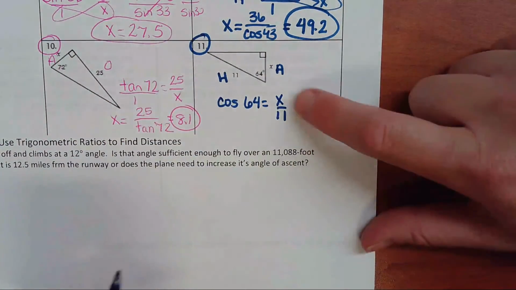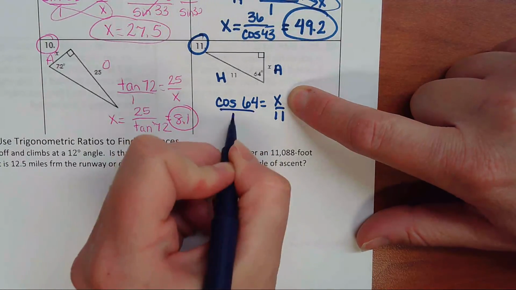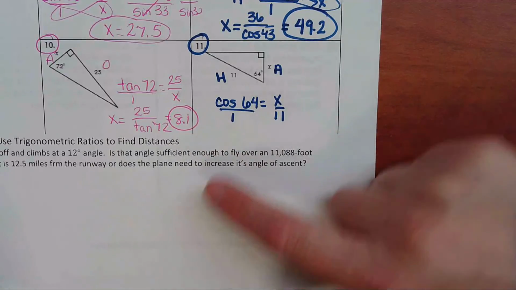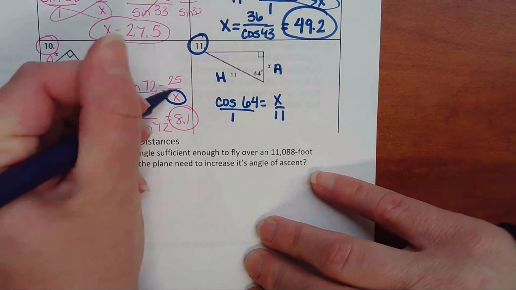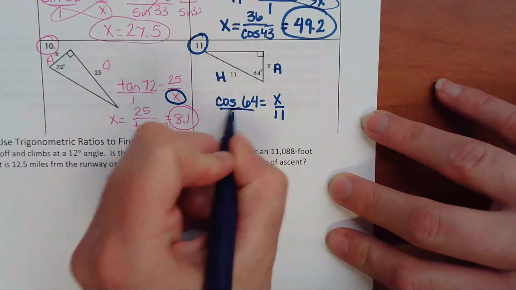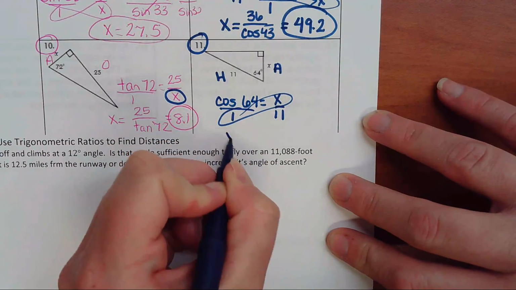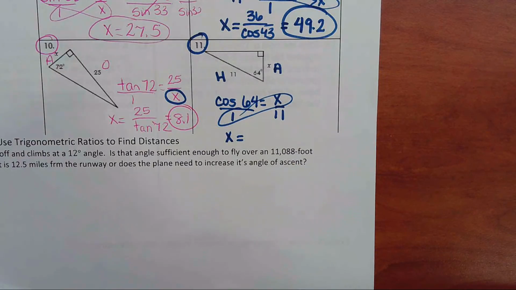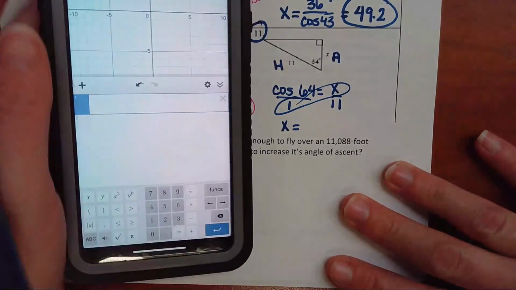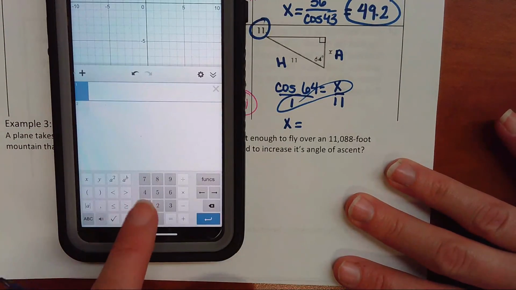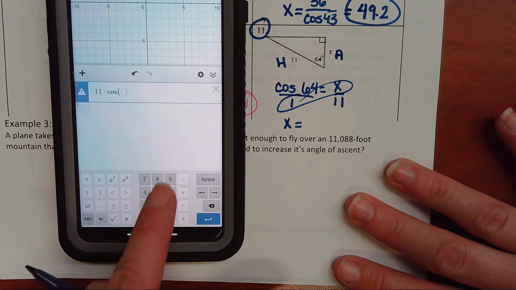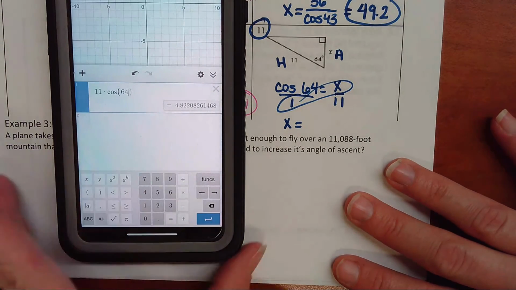So now this one has the X on top. So if the X is on top, I'm not flip-flopping spots with anything. It's only when the X is on the bottom. So this one I actually can cross multiply. X times 1 is X, and then I multiply the 11 and the cosine of 64. So I take 11 times cosine 64, and I get 4.8.